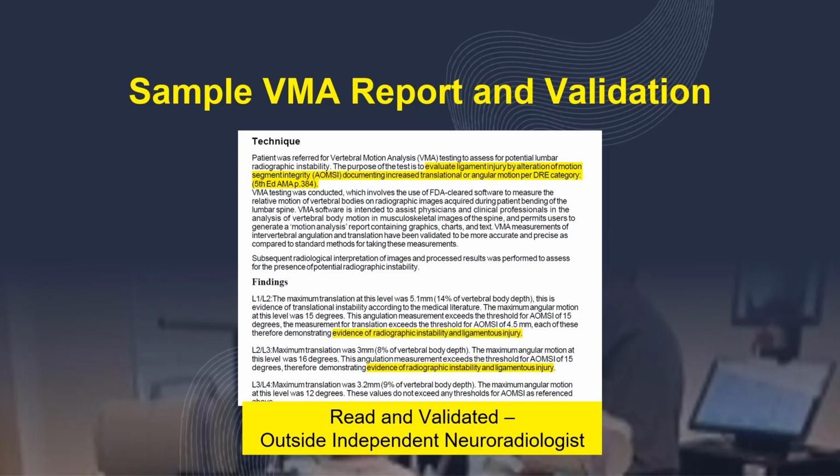When you send in for a VMA testing, you not only get the raw data and also the video of the patient from start to finish, but you'll also get a written report. Multiple written reports, in fact, and one of those written reports is from an outside independent neuroradiologist. The data is read and validated, and in addition to the raw data and the video, you also get the independent neuroradiologist report to either review with your patient or present to a personal injury attorney if that's the case.